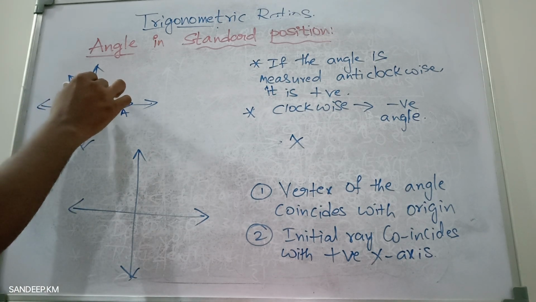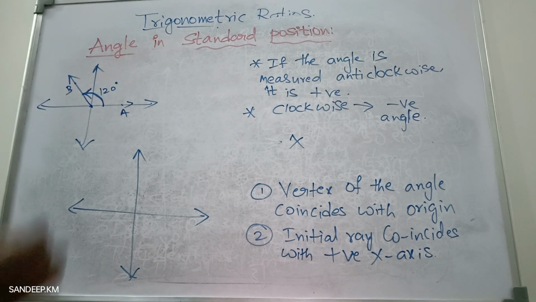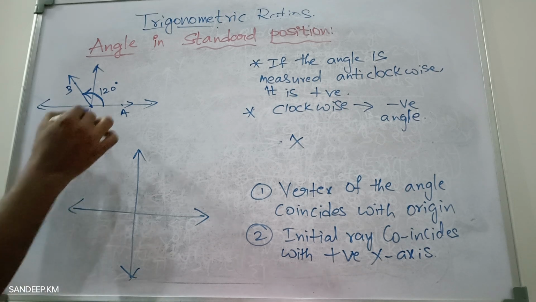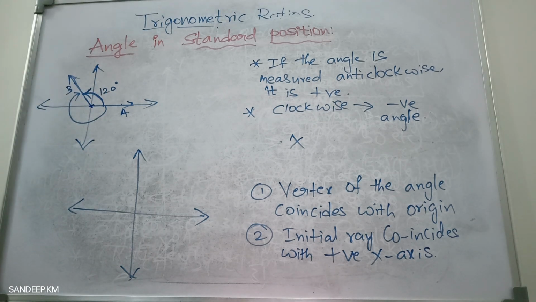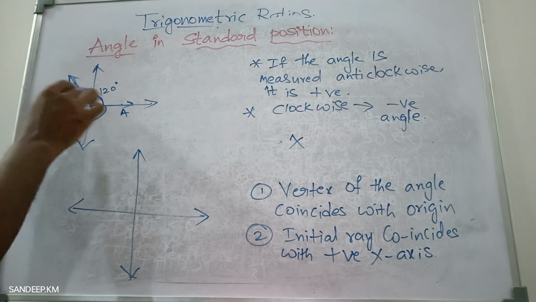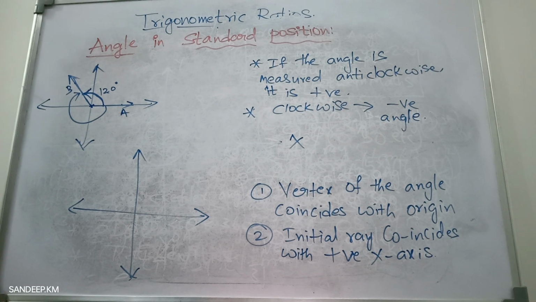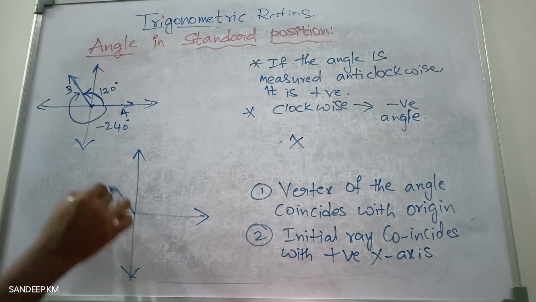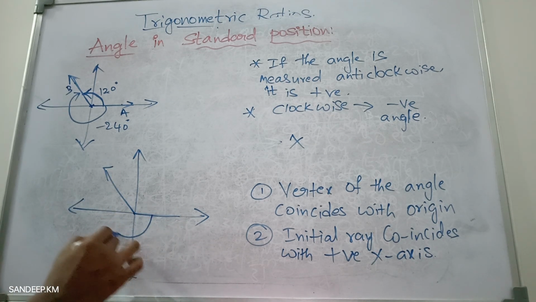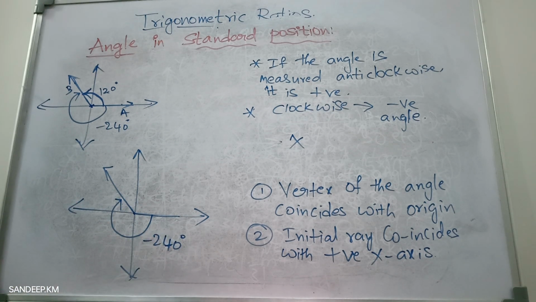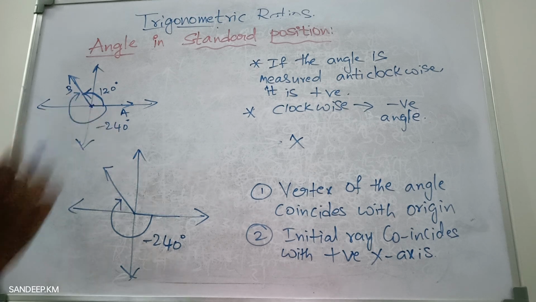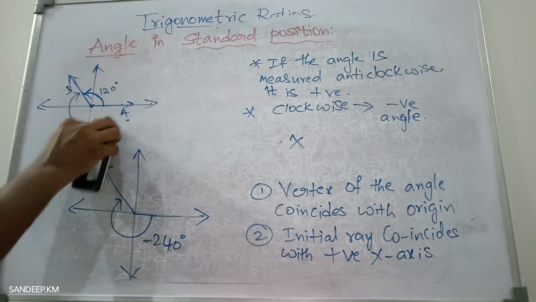For example, let the angle be 120 degrees. What if I measure the same angle from initial ray to final ray in clockwise direction? Then this angle will be 360 minus 120, correct? 360 minus 120 is 240, but it is taken as minus 240. So I'll show it here. If I measure the angle in clockwise direction, I have to take it as a negative angle, minus 240 degrees, and if I measure it anti-clockwise, then I will consider it to be a positive angle.